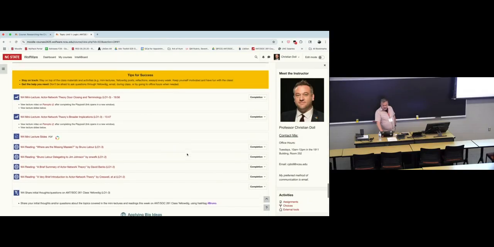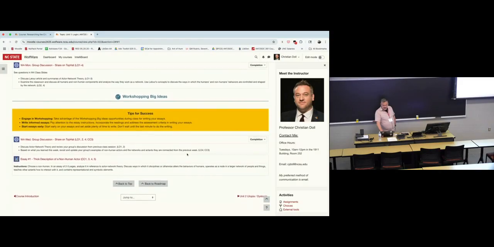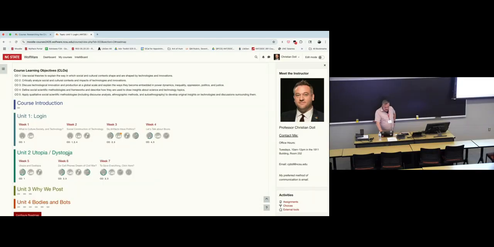I think it's pretty clear. It ends up being, like a lot of things, you can see down here, workshopping, and then the essay submission is right there in the page, kind of where it belongs. So that's kind of how I use the roadmap.